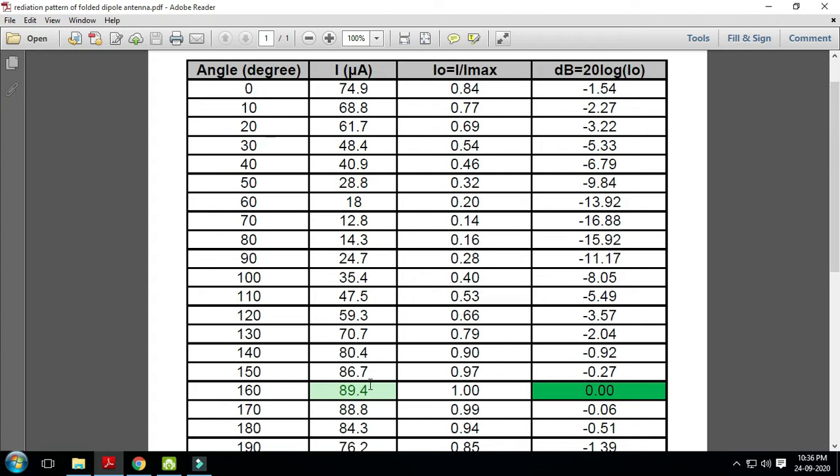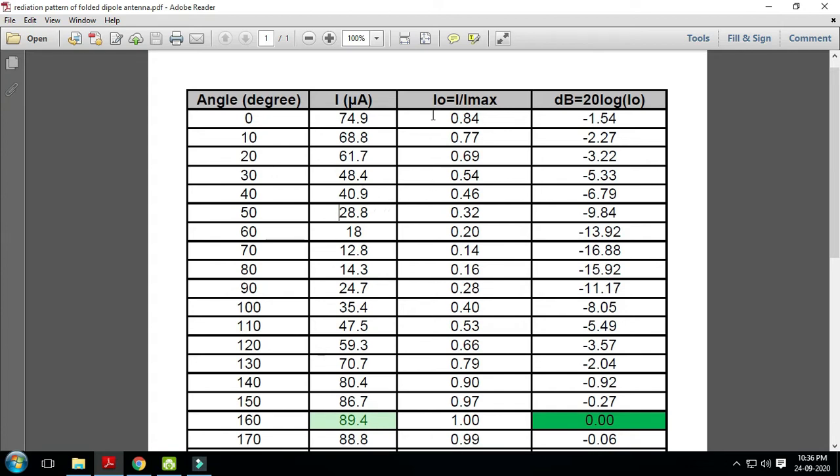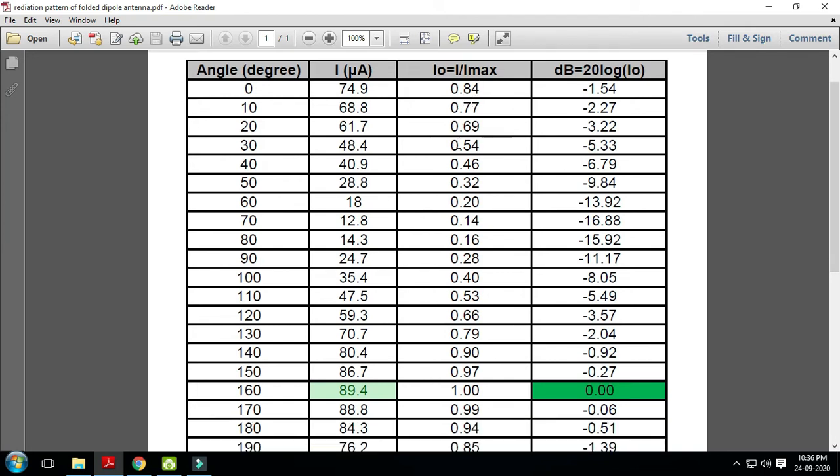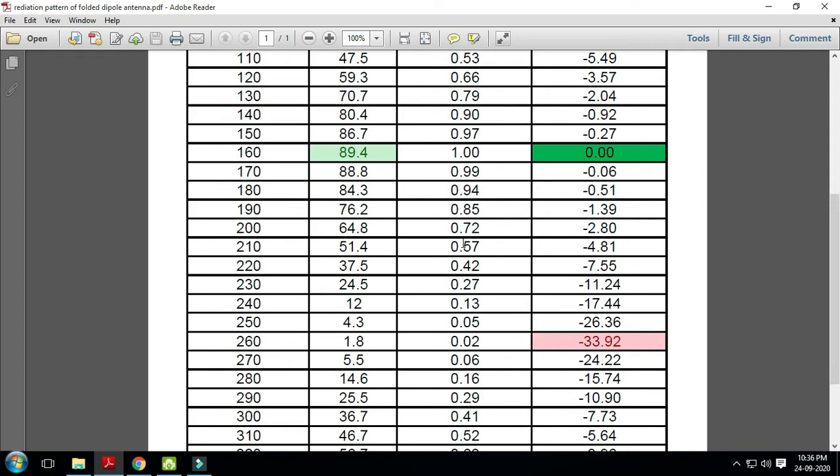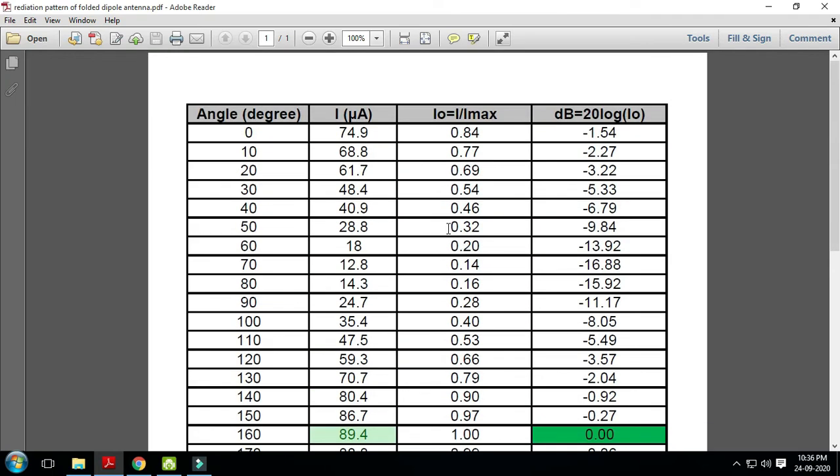Now what we have to do, we have to apply this formula for I0. So formula is I by Imax. For every value of I, divide that value with Imax. Imax means 89.4. Now for every case you get the value of I0. So here you have all these calculated readings. We are just normalizing this receiving current value in this column. So I0 is the normalized value.